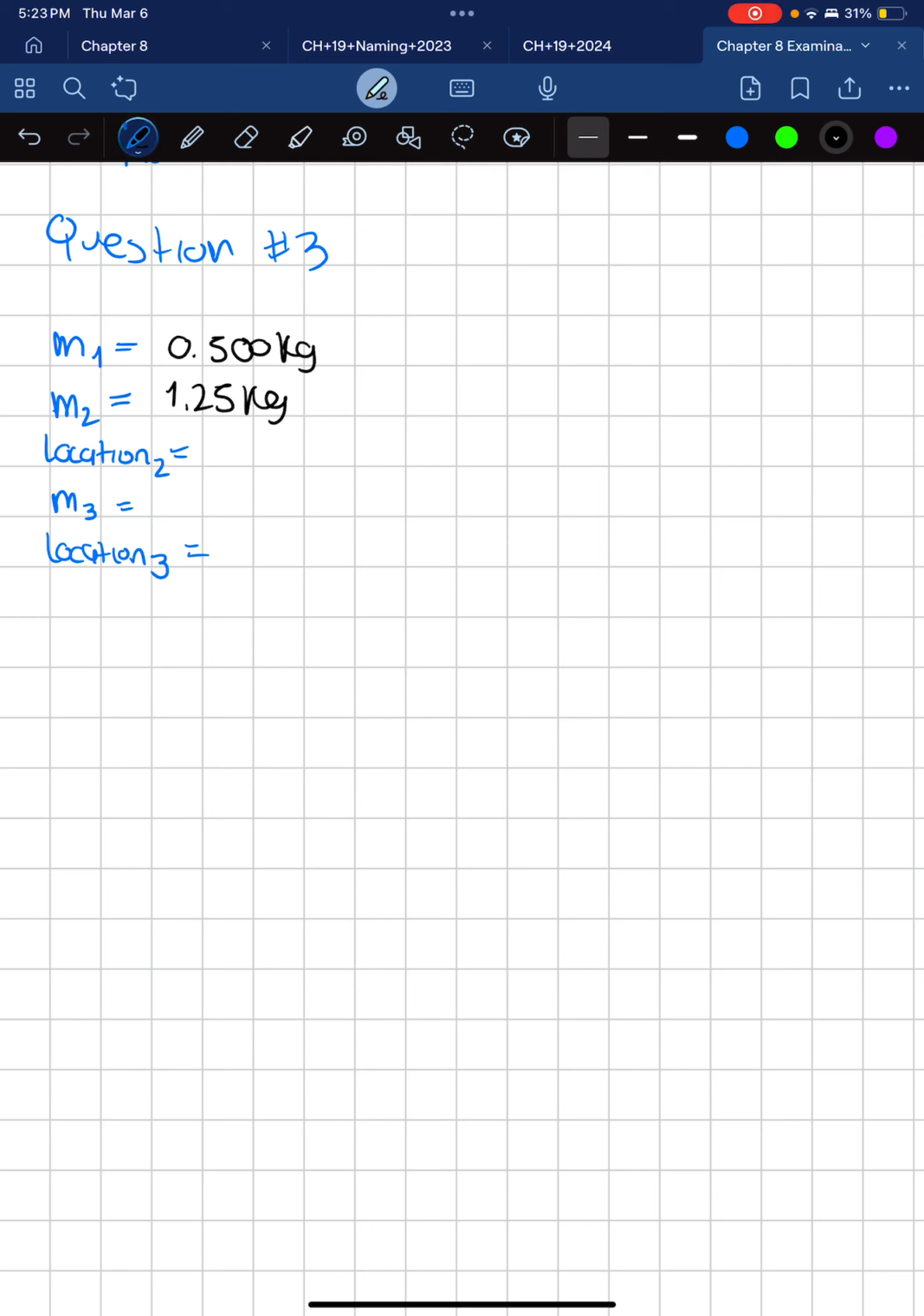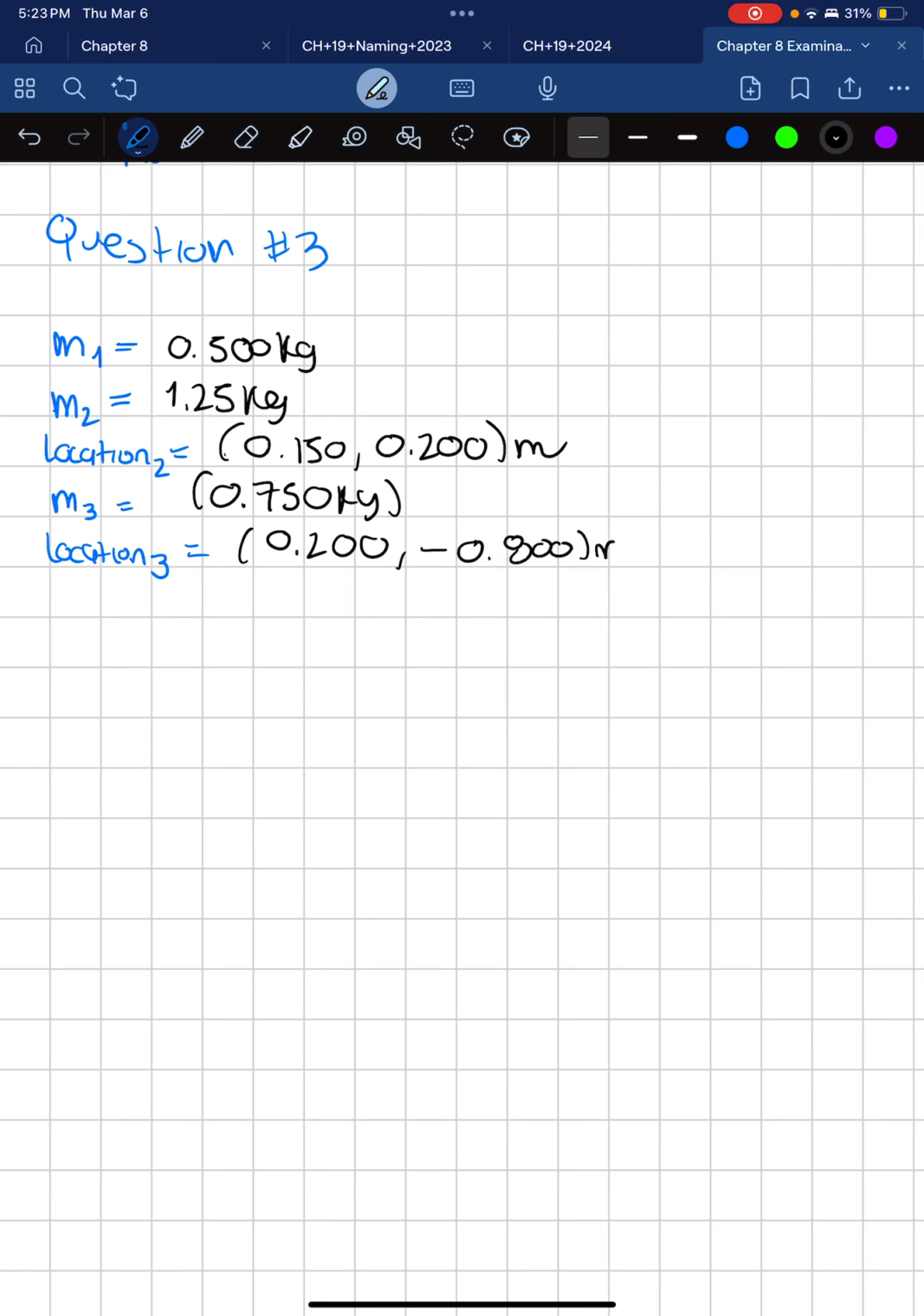And the first location is going to be this. X is going to be 0.150, and then Y is going to be 0.200. This is all going to be in meters. Now the mass for this one is going to be 0.75 kilograms, and the location is going to be 0.200, and the Y is going to be negative 0.800 meters.